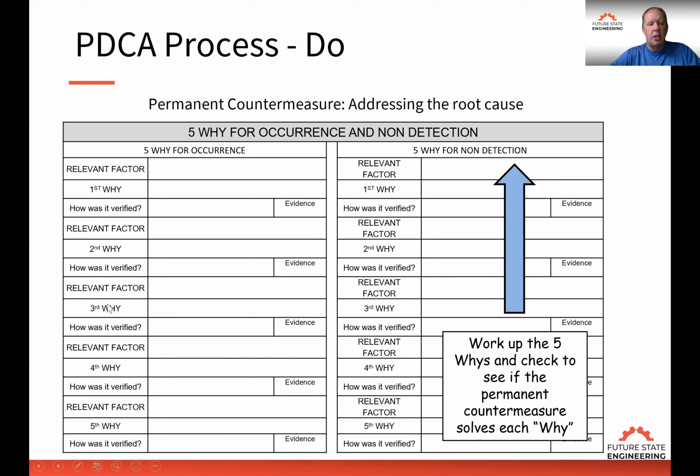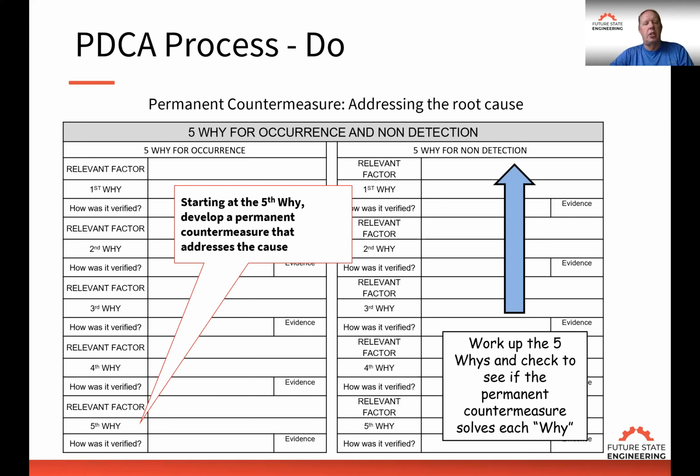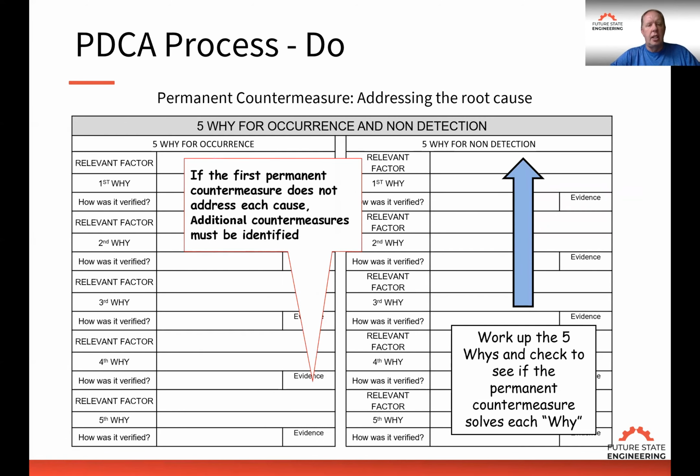Okay, so starting with the 5th Y, develop the permanent countermeasure that addresses the cause. Then for the first permanent countermeasure, does that address each of the Y's going up the chain? If it does, then you have one permanent countermeasure that solves all the Y's in the causal chain. If not, you might need to add a second countermeasure to address some of the issues with the problem.